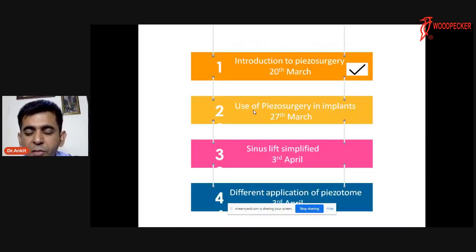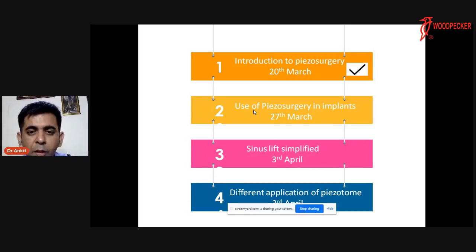Now, in the previous lecture from introduction to surgery, which was done on 20th of March, we understood how piezotome works, what are the tips that are involved, what are the phenomena by which piezotome cuts the bone, and the principle by which we can obtain a greater precision and a bloodless field. This is how we can learn the basics of piezotome, right?